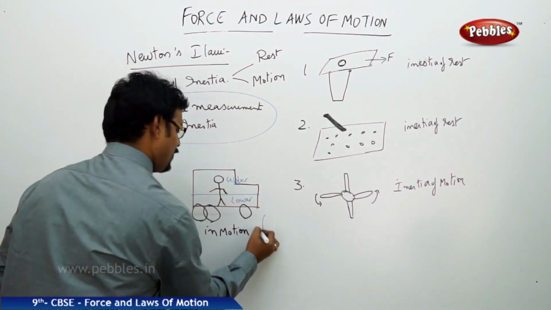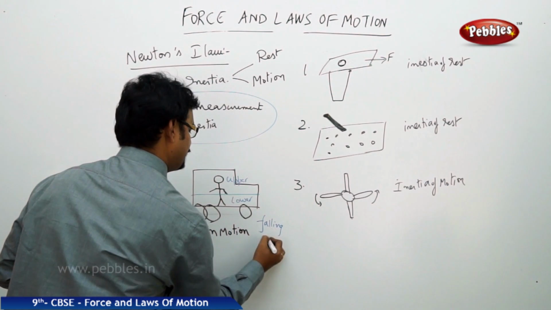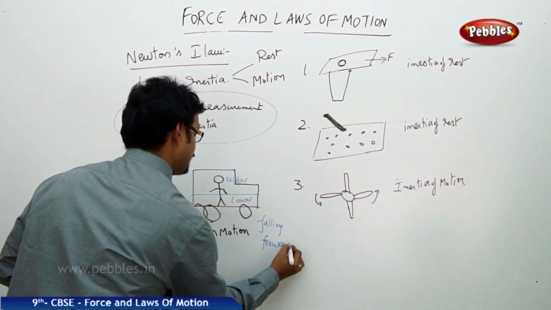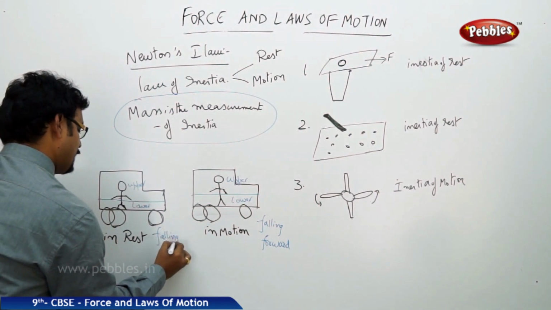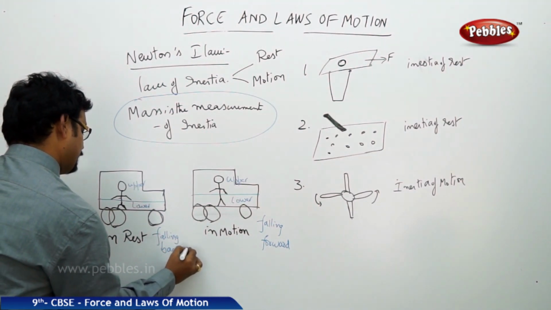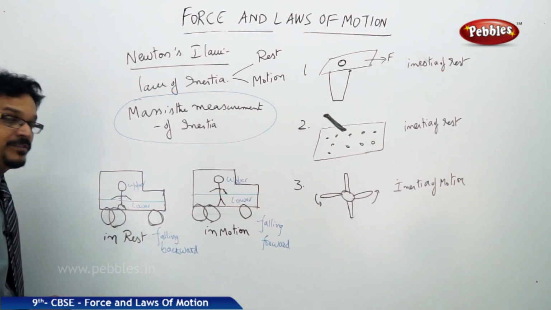So here, falling forward is because of inertia of motion, and falling backward is because of inertia of rest.